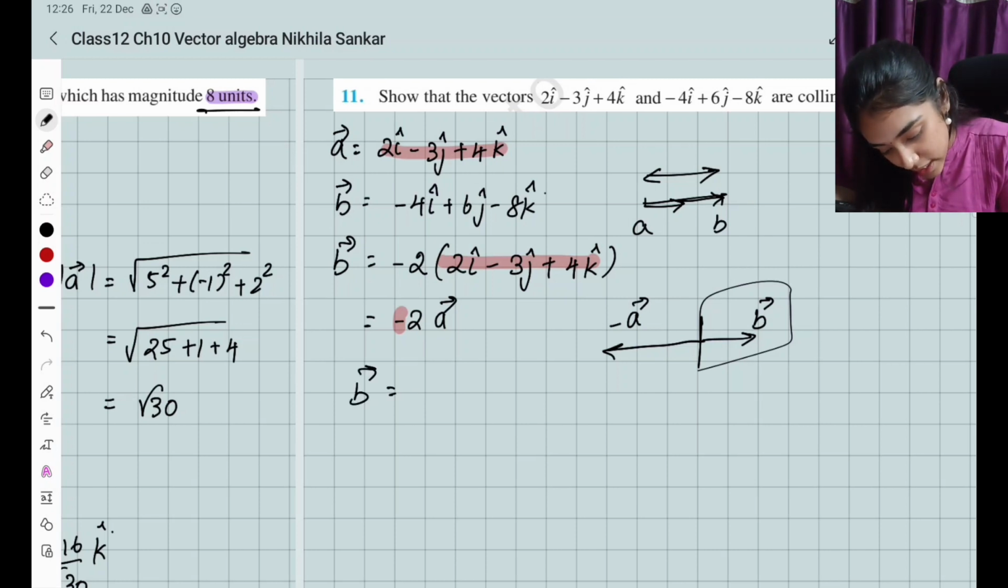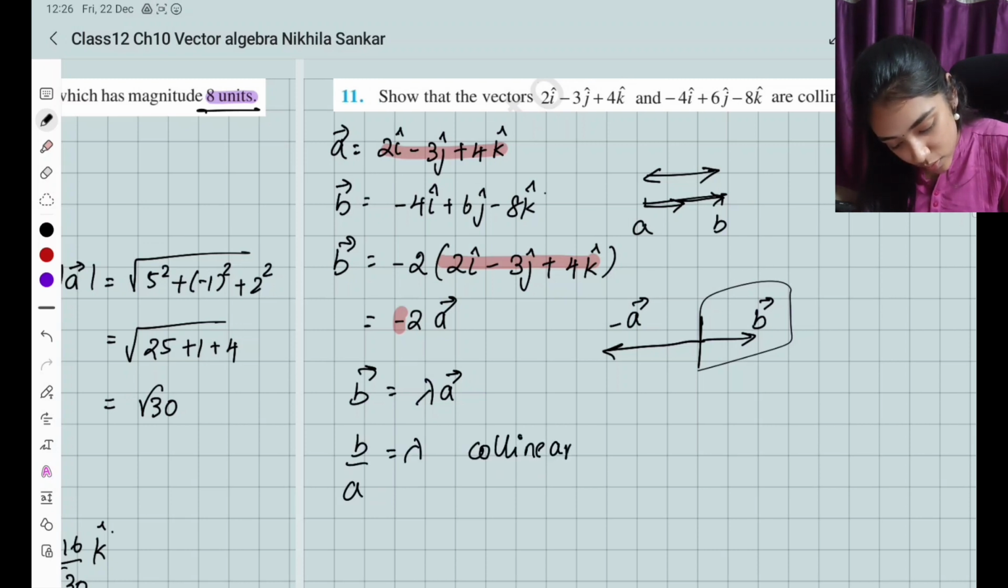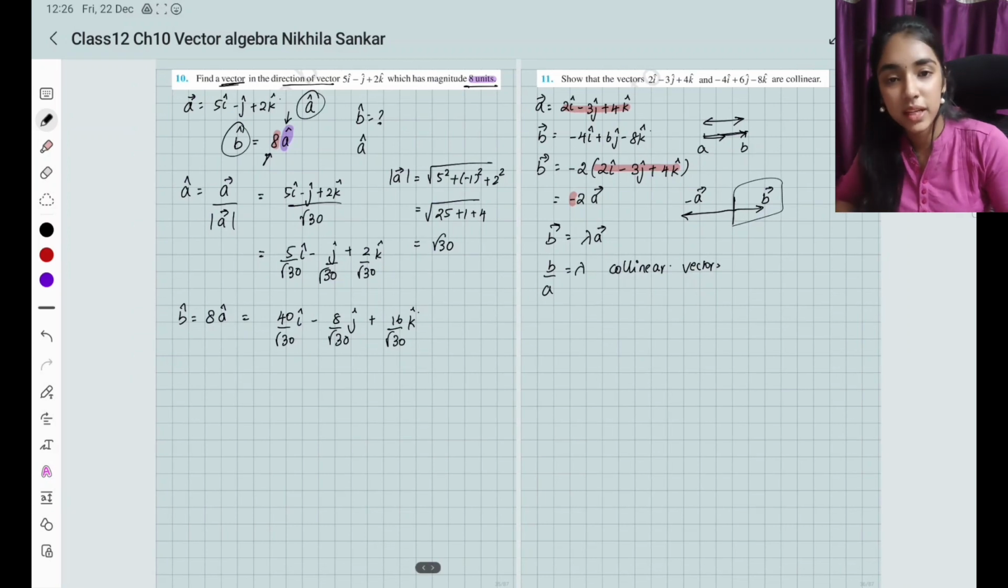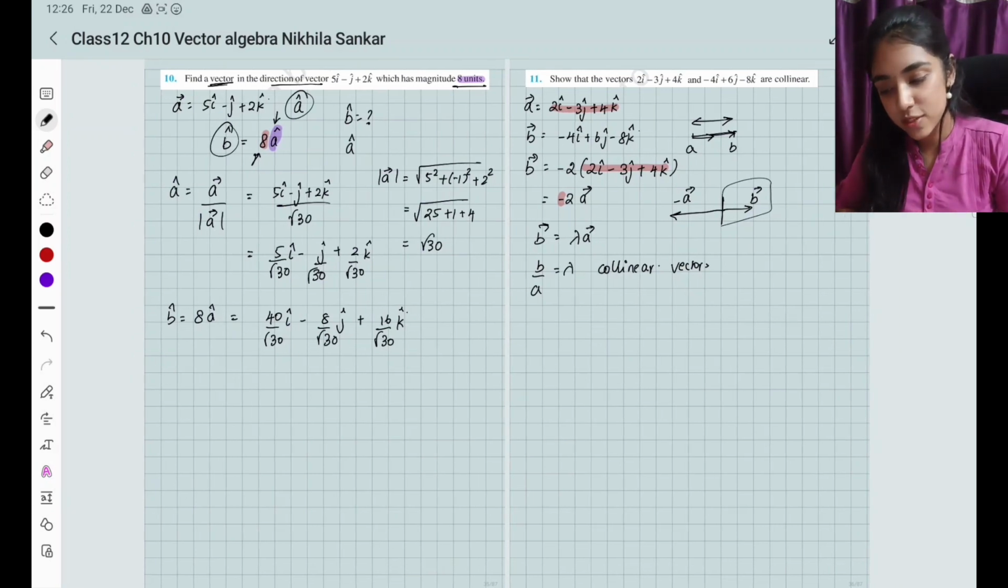So b equals lambda times a vector, which means b by a equals lambda. So they are collinear. Okay. Watch my first few videos, where I have explained what collinear means and how to prove it. Watch that and then do this one. Okay, please copy.